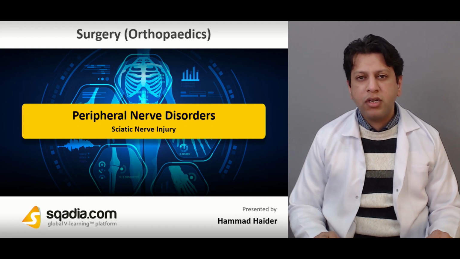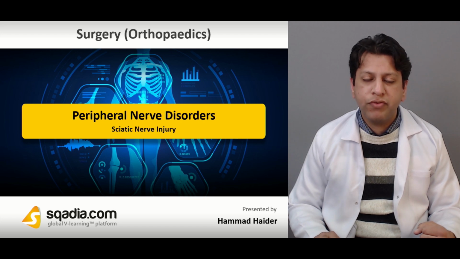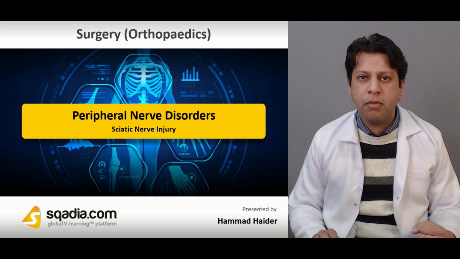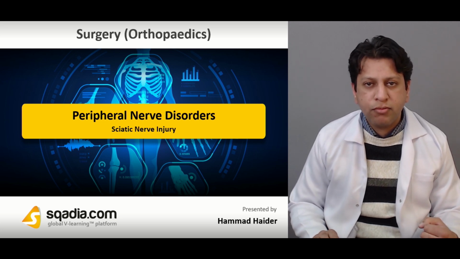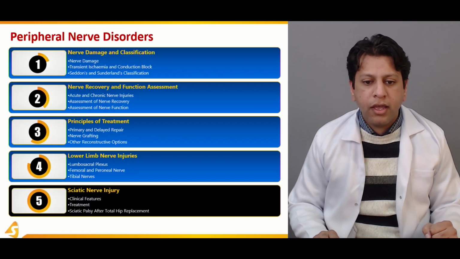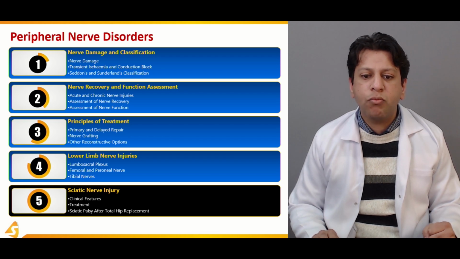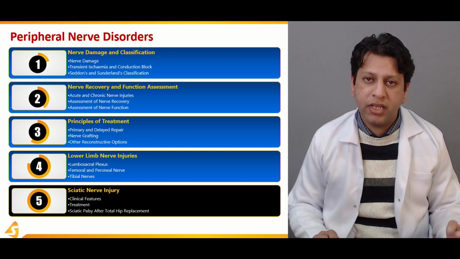Now moving on from the lumbar plexus, we will be dealing with the sciatic nerve injury, which is also a very major nerve, which involves the lower limb and actually supplies a lot of group of muscles and traverses all the way from the thigh to the foot area. We'll briefly go through its clinical features, its treatment, and what is the sciatic nerve palsy of the total hip replacement and how it can be avoided.